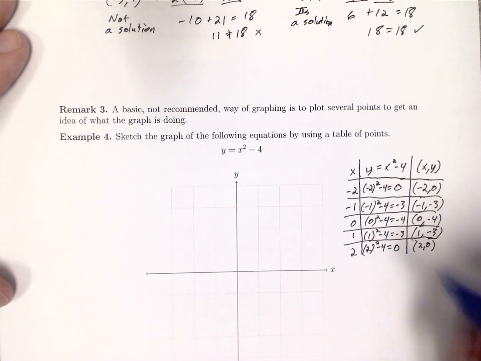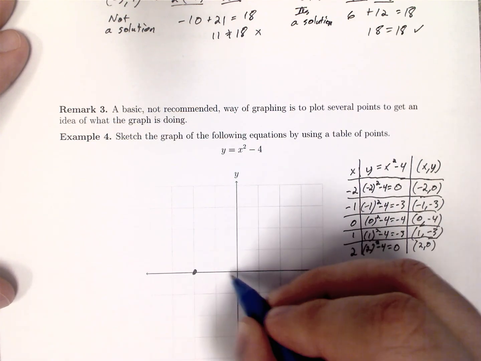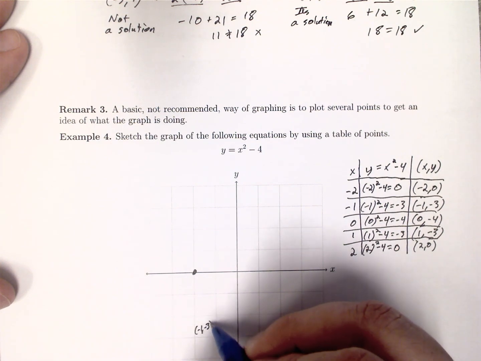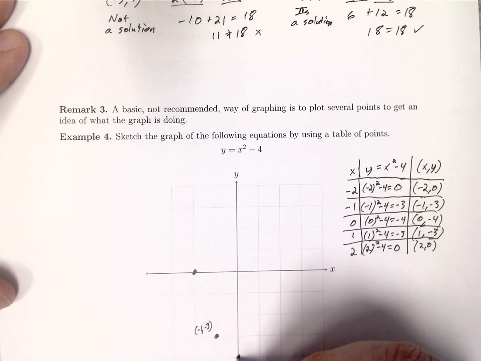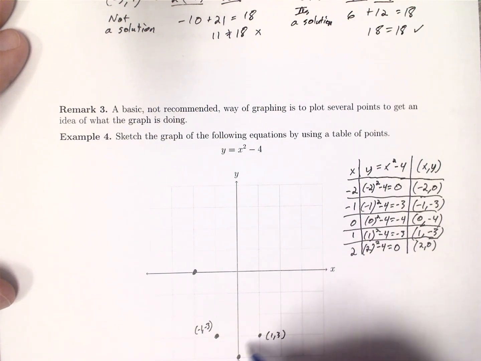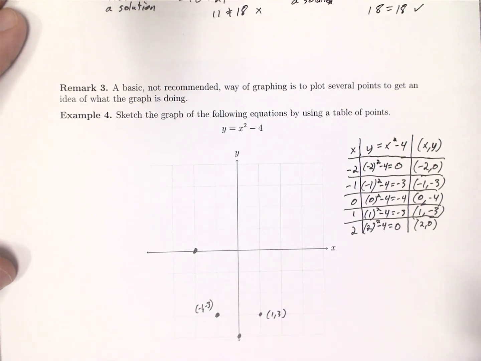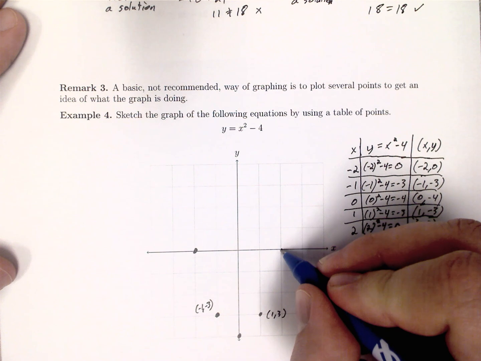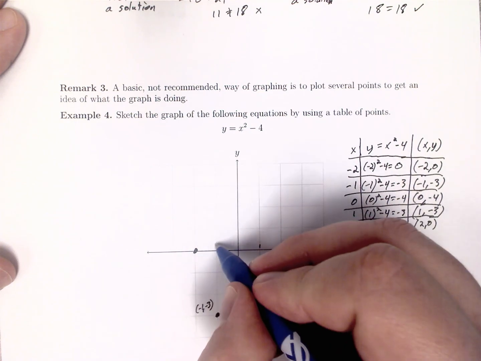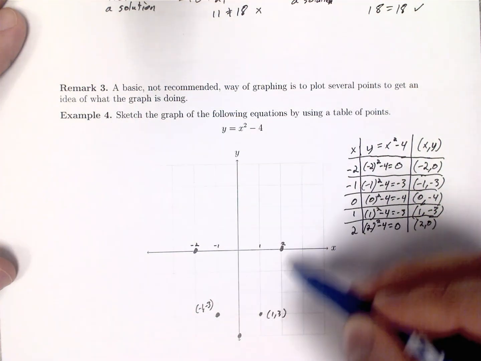So let's plot them. Negative 2, 0 is right here. Negative 1, negative 3 is right here. 0, negative 4 is down here, and 1, negative 3. When these points are off the axes, I usually like to label them, and I will try to always remember to do so. Here we have 2, 0, and this is negative 2, 0. And then we have these 5 points.